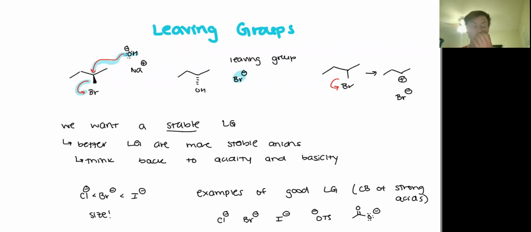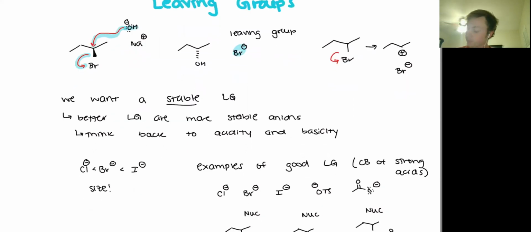With both of these, we want stable leaving groups, because if it's not stable, then for SN2 it's not going to want to get kicked off, or with SN1, it's going to be too stubborn to leave because it's so unstable if it leaves, and so it never really will leave. But if we have a better leaving group, it will allow these reactions to run faster.